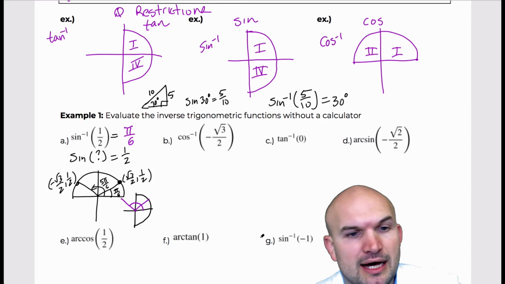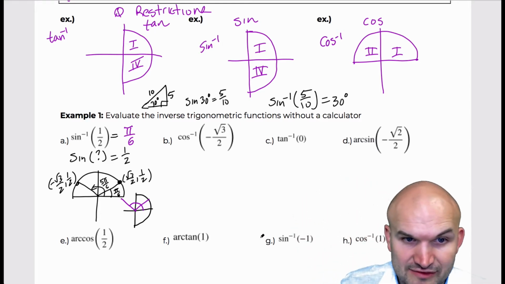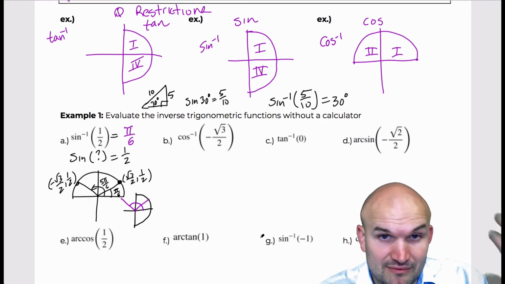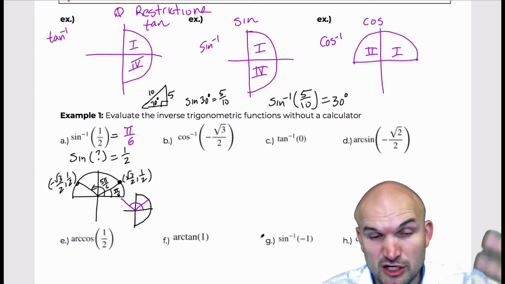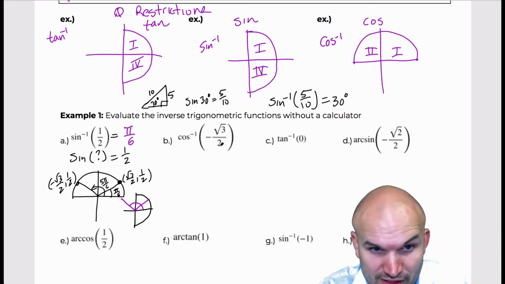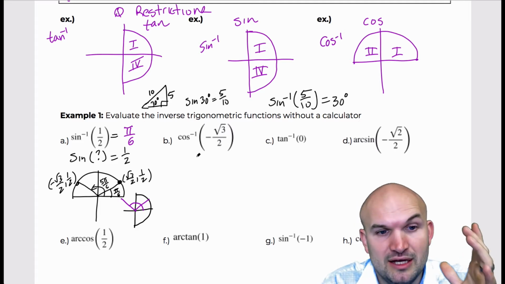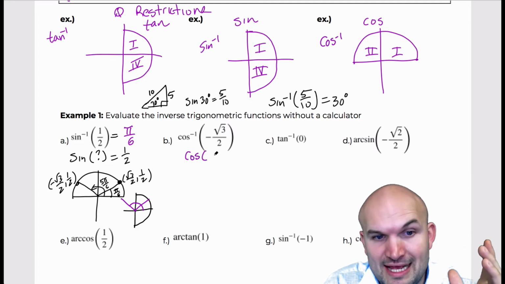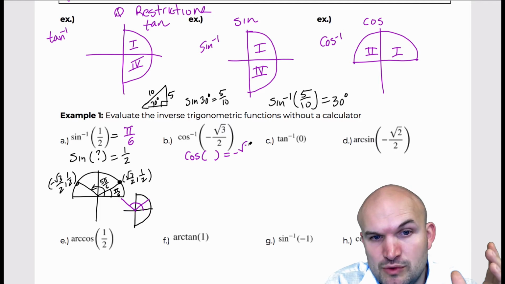All right. For the next one, cosine inverse of negative square root of 3 over 2. And again, let's just look at our 2 angles here. Now, for this one, we've got to know our unit circle. And again, we're looking for an angle, right? So we're basically saying, the cosine of what angle is equal to the negative square root of 3 over 2.